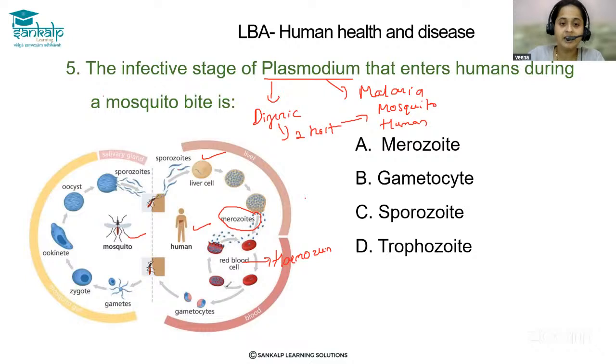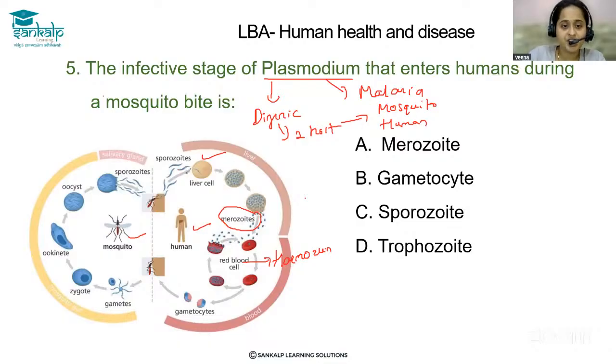After that it again releases gametocytes in the bloodstream, and then when a mosquito bites, it is transmitted to another mosquito. So this is the life cycle of Plasmodium vivax in the mosquito and human.